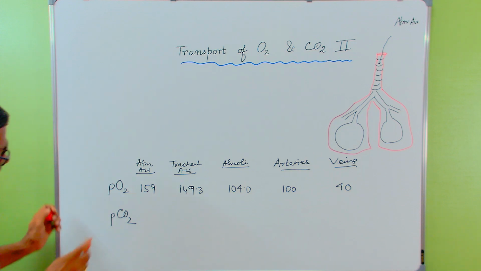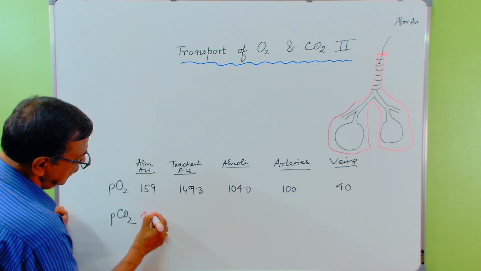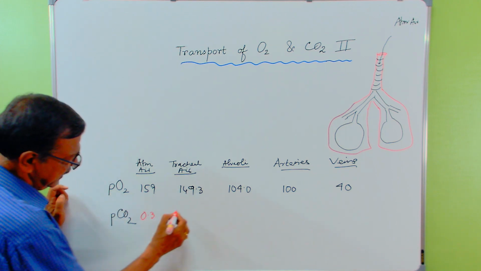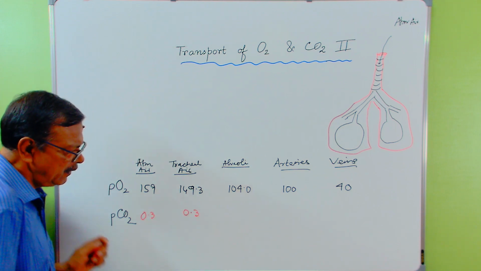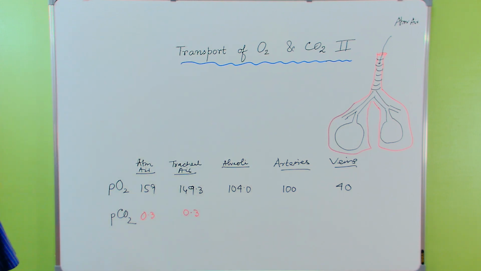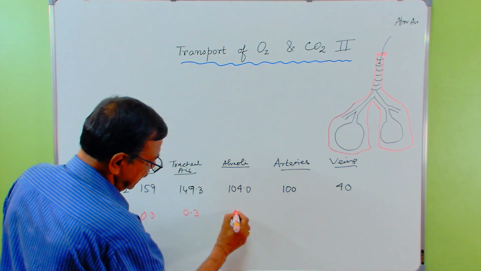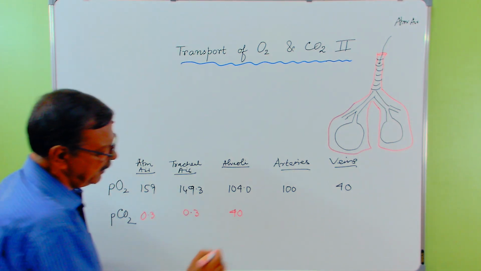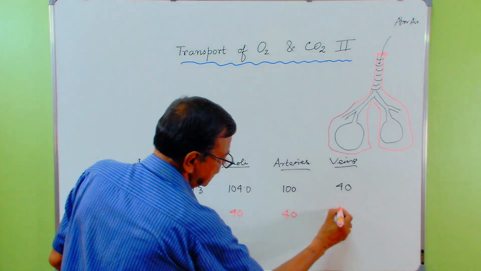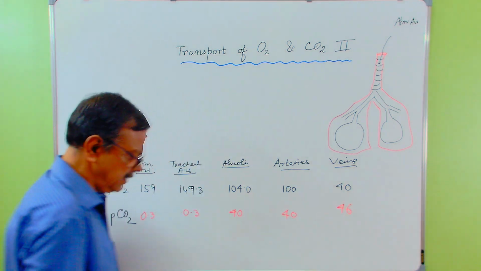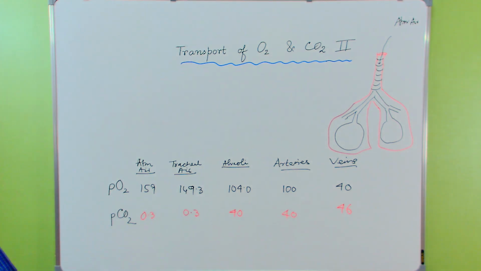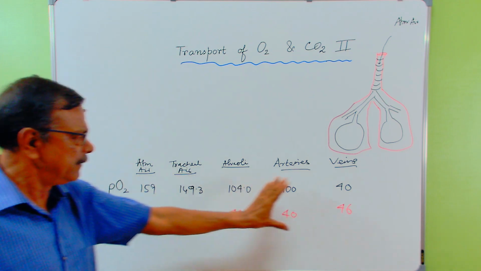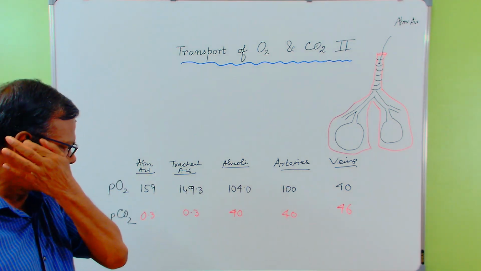Likewise, CO2 in the atmospheric air is 0.3. Whenever it comes to trachea, still it remains 0.3 or a little bit more. Then in alveoli, the CO2 is 40 mm of Hg. In arteries, it is 40 mm of Hg. In veins, it is 46 mm of Hg. This is the difference. How is this difference coming? To take a note of it, what is the actual position?